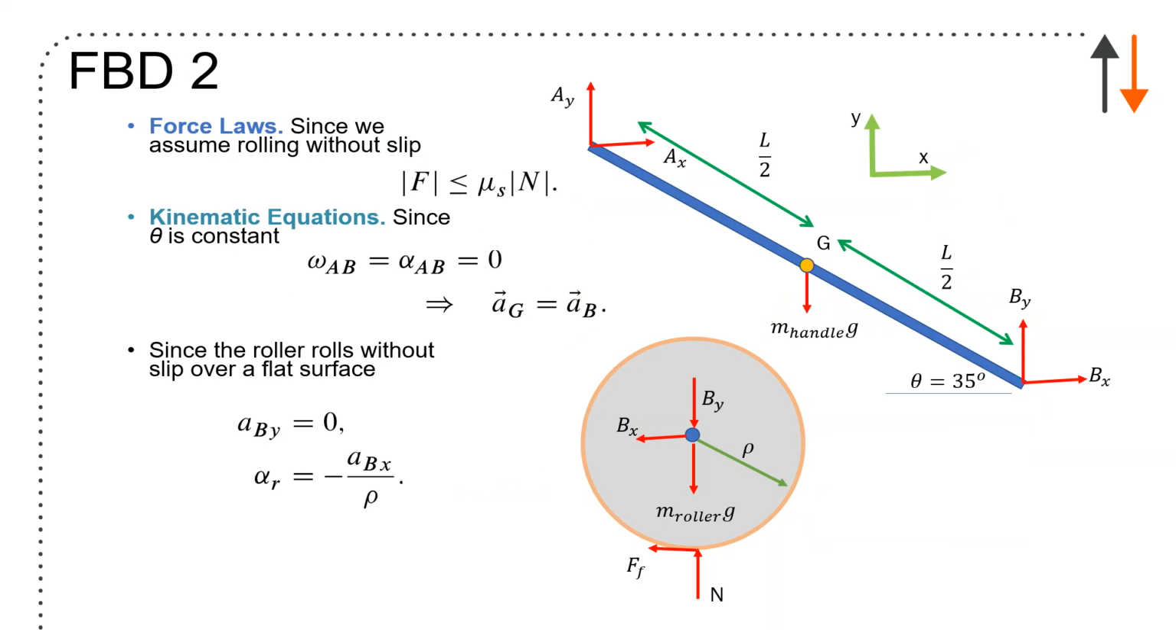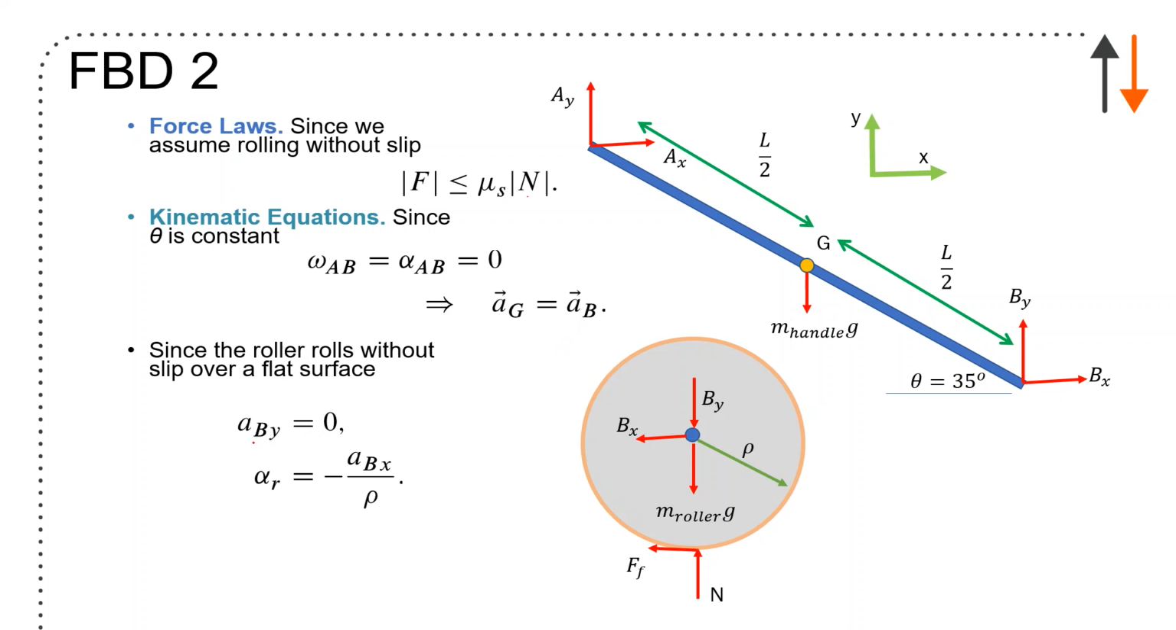In terms of force laws, we assume that the force of friction has to be less than or equal to mu sub s times N. That's for rolling without slip. Since theta is constant, omega_AB and alpha_AB are equal to 0, and A_G equals A_B. So this is a translational problem.